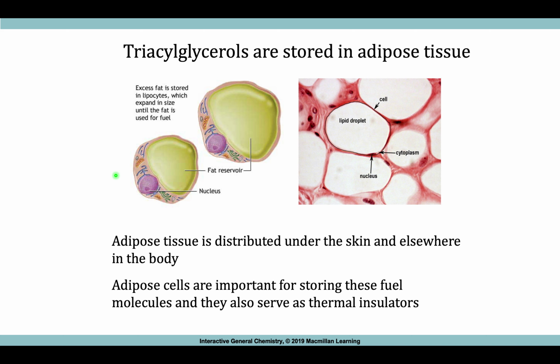Triacylglycerides, though, are a little bit tougher to use, and they're harder to burn off. So they are fat reserves, and they're also used as insulation under our skin. So thermal insulators and fat reserves, and they're stored in these adipose tissues under our skin. So that's where we find these triglycerides.